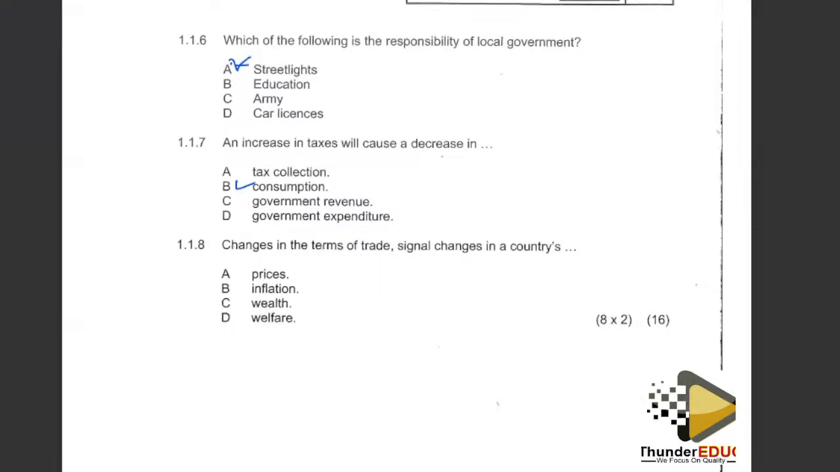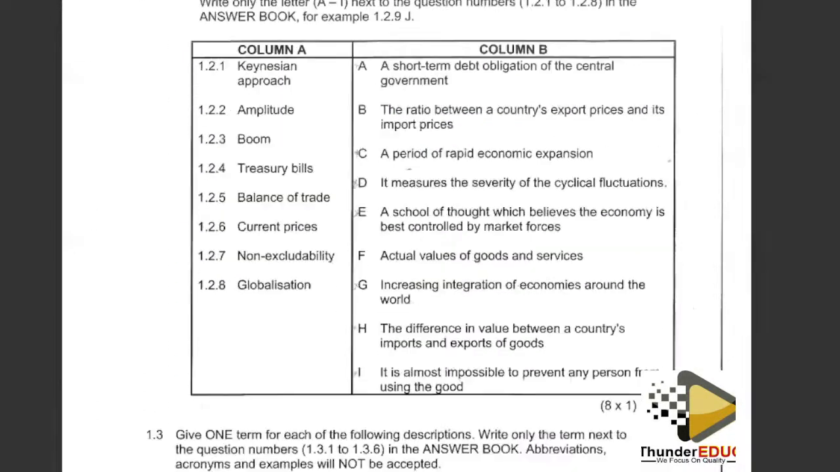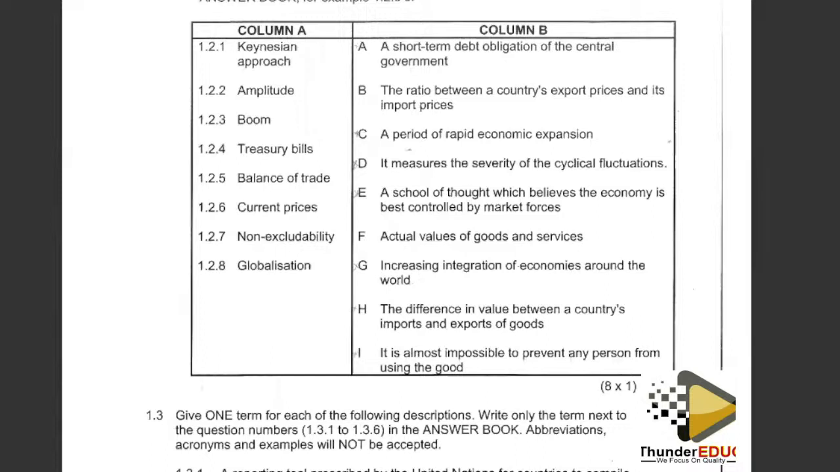We have inflation, is out. We have wealth, is out. But we have welfare. So in this regard, welfare is our appropriate answer for this question. Okay, right, grade 12. So now let's move on to the next question, grade 12. The next question that we are moving to is 1.2. So now 1.2 reads as follows.